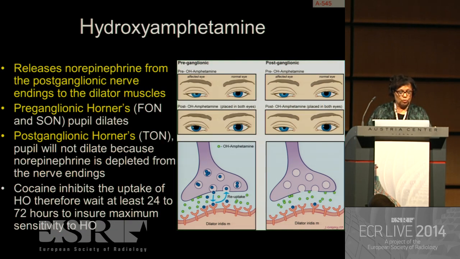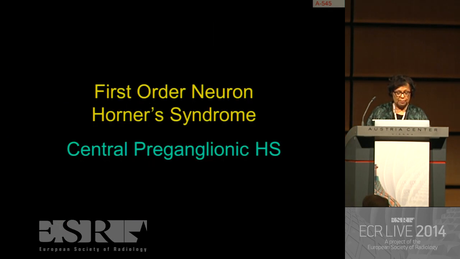Hydroxyamphetamine releases norepinephrine from the postganglionic nerve endings to the dilator muscles. So in patients with preganglionic Horner syndrome, that is first and second order neuron Horner syndrome, you'll see that the pupil dilates. But in patients with the postganglionic Horner syndrome, the pupil does not dilate because the norepinephrine is depleted from the nerve endings. And as I mentioned before, you start the evaluation with the cocaine. And then what you do is you wait 24 to 72 hours to ensure maximum response to hydroxyamphetamine, and then you can proceed with the examination.